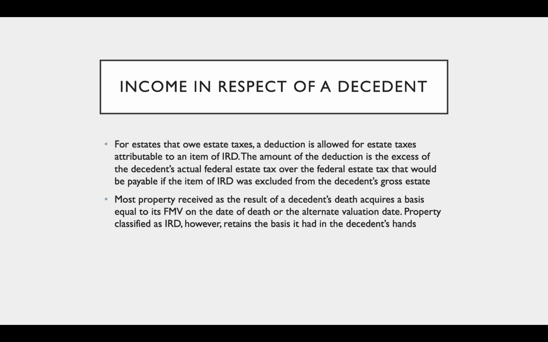The amount of the deduction is going to be the excess of the decedent's actual federal estate tax over the federal estate tax that would be payable if the item of income in respect of a decedent was excluded from the decedent's gross estate. Most of the property received as the result of a decedent's death acquires a step-up in basis, or a basis equal to its fair market value on the date of death, which we have discussed. But if we have property that is classified as income in respect of a decedent, it retains the basis it had in the decedent's hands, so they do not get that general step-up in basis.